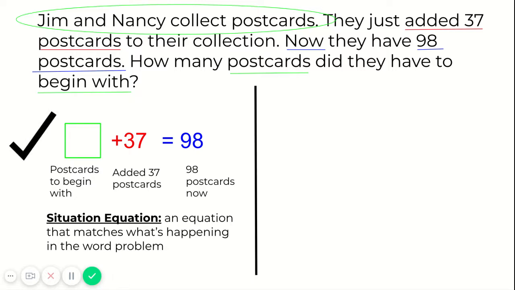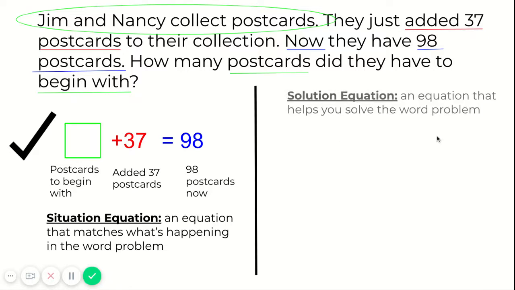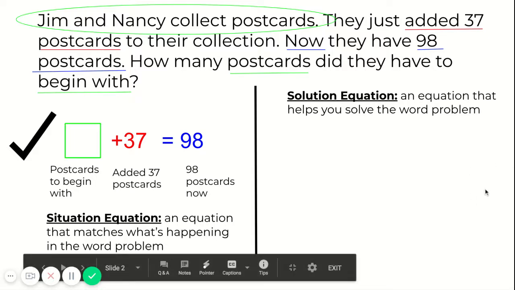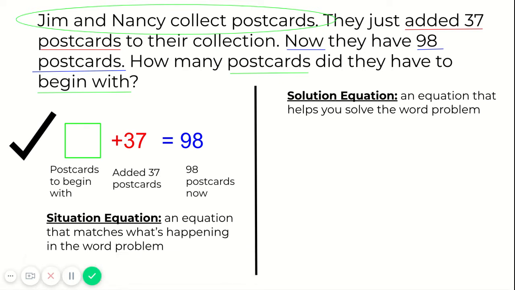It's a situation equation. Once we've made sure our situation equation matches the word problem, then we can think about making a plan to solve. You might want to write a solution equation to help you solve the word problem. So when I look at our situation equation, I'm thinking first about how I might make a plan to solve. And I can make a plan to solve by turning that equation into a math mountain.